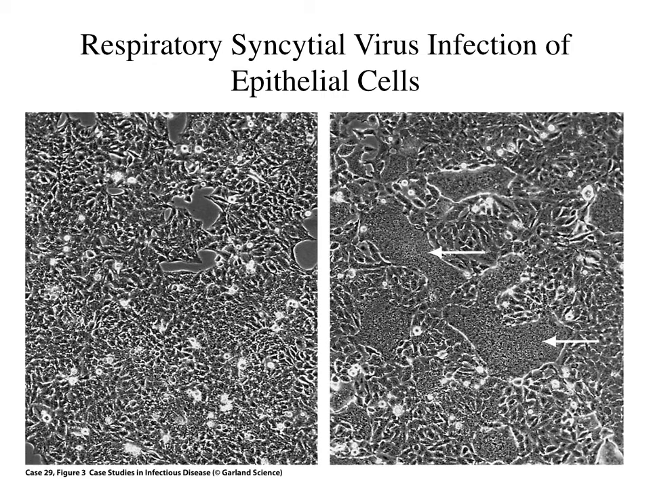However, cell-to-cell fusion can occur, resulting in multinucleated giant cells, or syncytia. That's where it gets its name, and you can see on the right-hand side of this illustration the syncytia that have formed in infected cells.